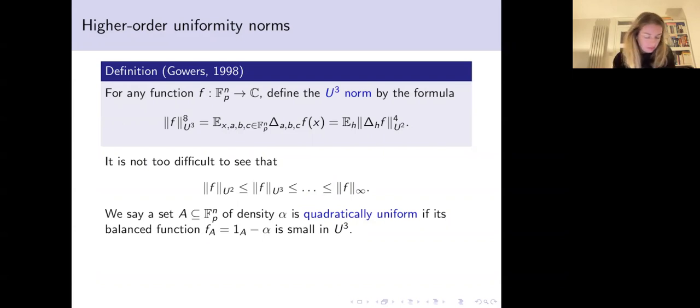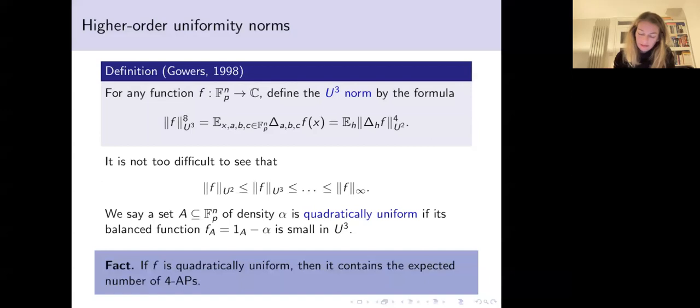namely that if A is quadratically uniform, then it does contain the expected number of 4-term arithmetic progressions. That is the number of 4-term arithmetic progressions you'd expect in a random set. And this is exactly what we would like to be able to say as far as A looking like a random set is concerned. So I quoted this fact. It is a proposition that uses the Cauchy-Schwarz inequality. It's not a deep fact. The depth of this fact kind of lies in the definition rather than the proof of the fact itself.